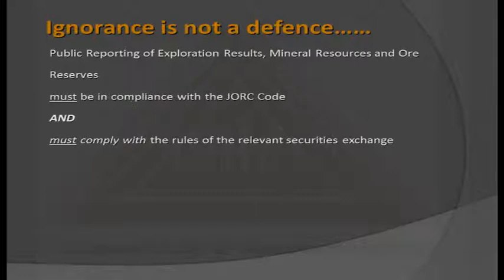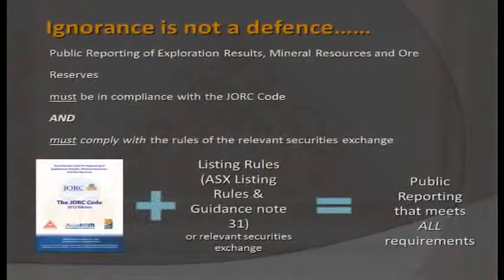So in compliance with the code, and then with the rules of the relevant exchange as well. So that applies to the New Zealand exchange, for example, or any of the exchanges that are competitive to the ASX. So it's the code plus the listing rules, and then you've got public reporting that is compliant.